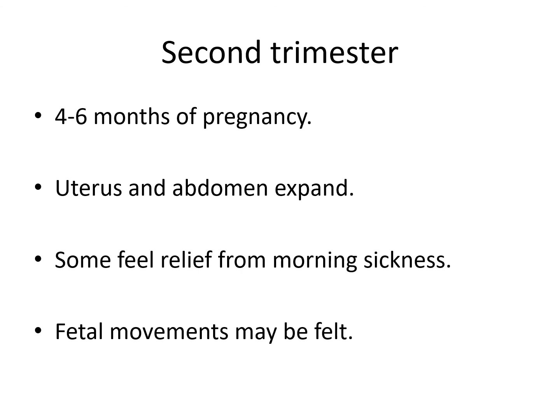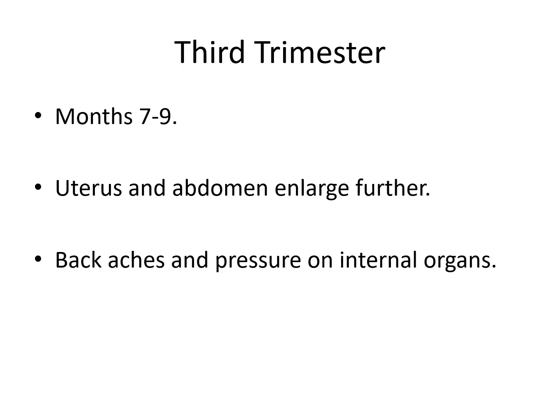The second trimester is months 4 to 6. The uterus and abdomen begin to expand, and some individuals feel relief from morning sickness, and at this point the fetal movements can be felt. Lastly, we have the third trimester, months 7 to 9. The uterus and abdomen enlarge further, and generally there are back aches, and there's pressure on the internal organs.